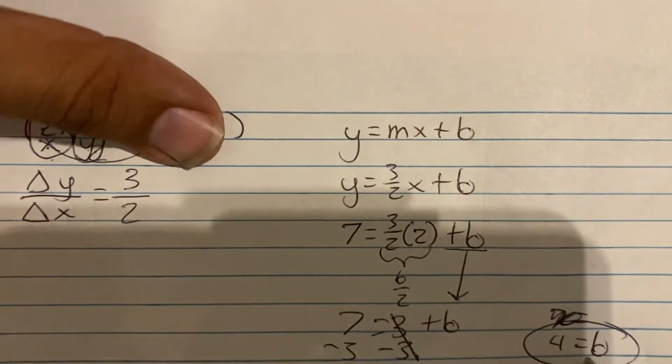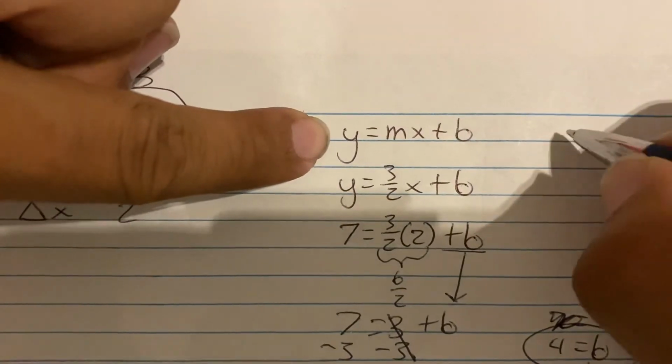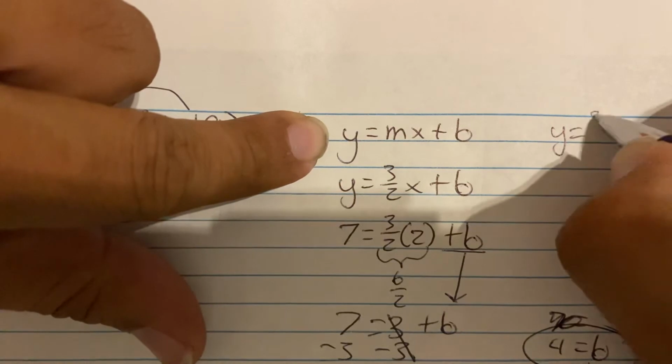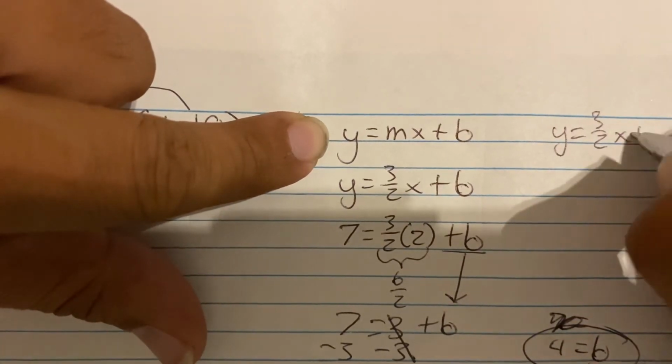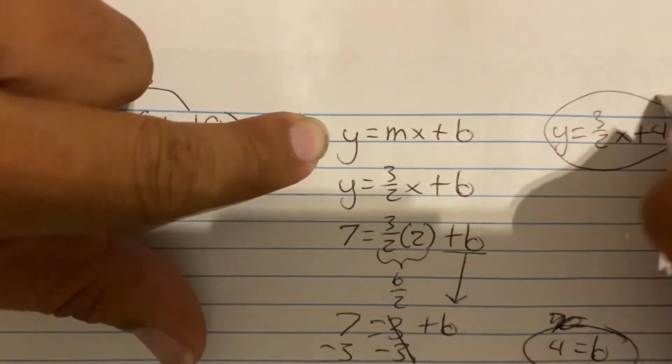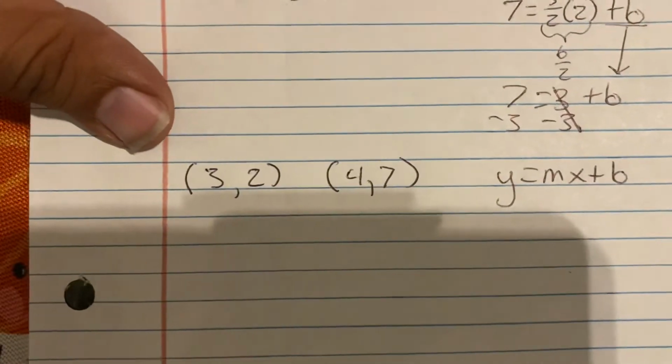So now I have b. I have the y-intercept and I have the slope. So now I can write the full slope formula: y equals 3 over 2 x plus 4. And there's my final answer. I'm going to do it one more time here.